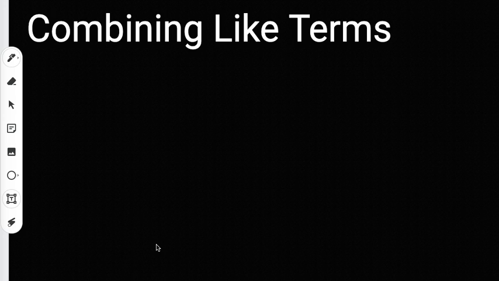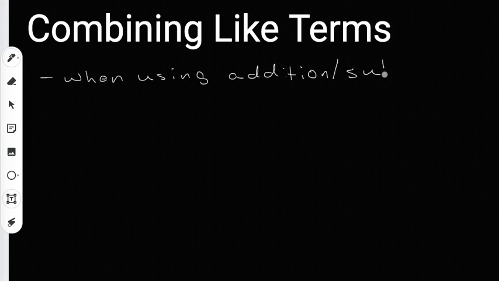Now, when we combine like terms, we need to figure out which terms are considered to be like terms and which terms are going to be considered to be unlike terms. Typically, you only combine like terms when using addition or subtraction. So you're either adding or subtracting. That's really your chance to use like terms.